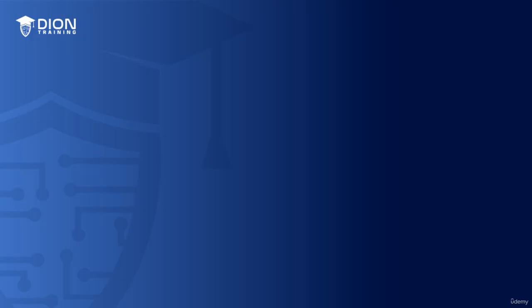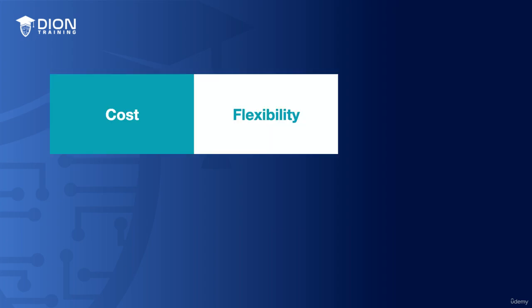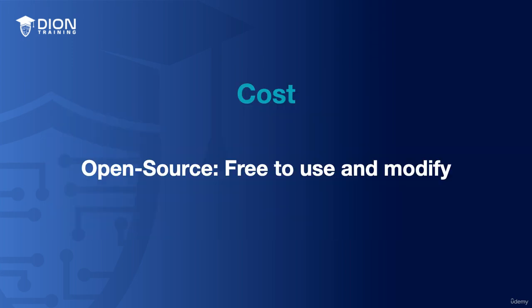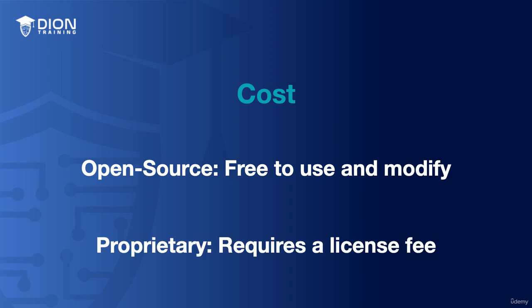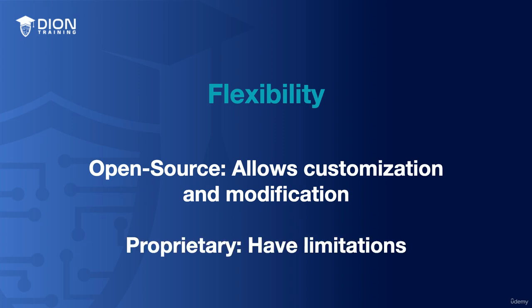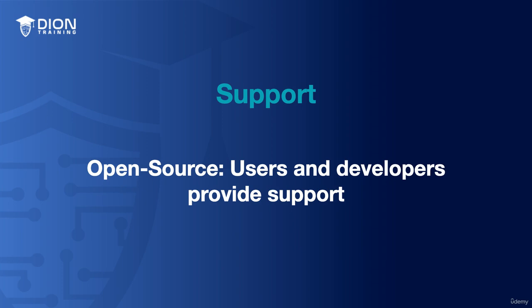As your organization tries to determine whether or not to use open source or proprietary solutions, you should consider the cost, flexibility, support, security, innovation, and portability. First, we have cost. Open source is typically free to use and modify, while proprietary software may require a licensing fee. Second, we have flexibility. Open source software allows organizations to customize and modify the software to meet their specific needs, while proprietary software may have limitations on customization.